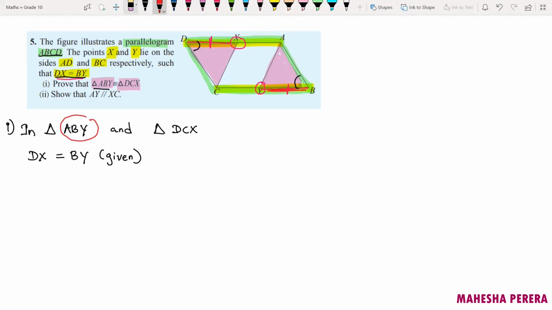Right? So let's interchange. Let's write in the other way around. BY, DX, right? And then these two angles, right? Let's write them. So I should initiate with this triangle.